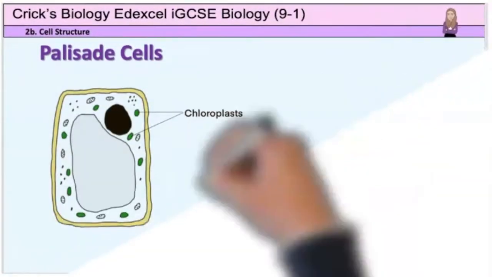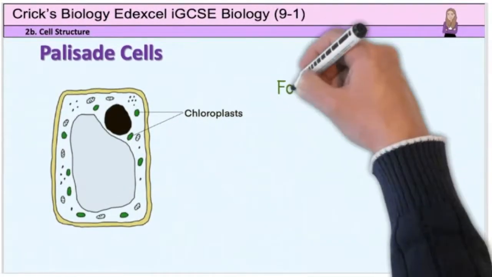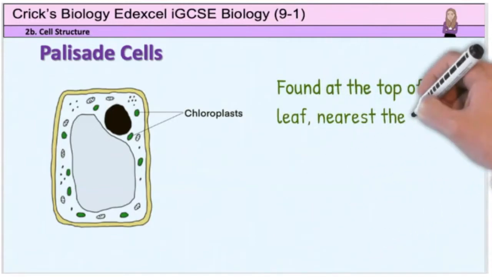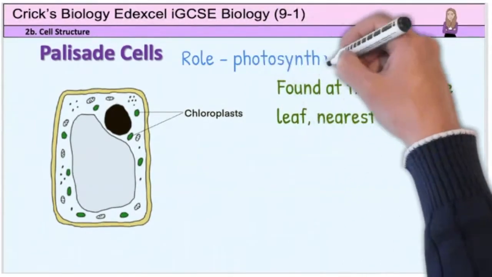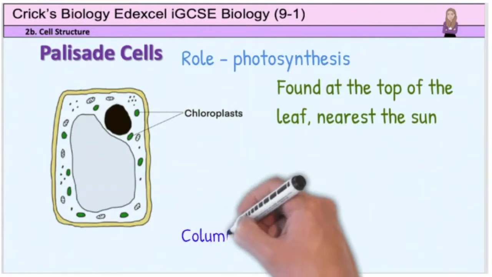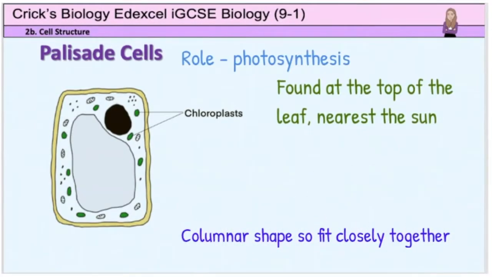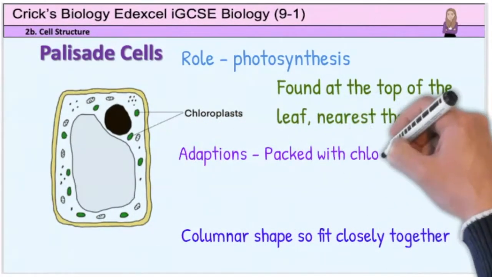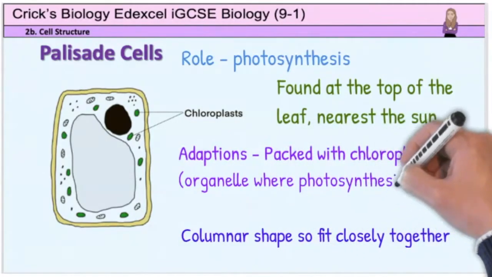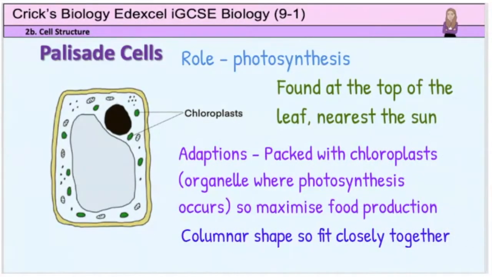Now we move on to the plant cells. Palisade cells are found at the top of the leaf nearest the sun, and their role is to photosynthesize. They are columnar in shape, so packed closely together, and they are packed with chloroplasts, which are the site of photosynthesis, so that they can produce as much food as possible.